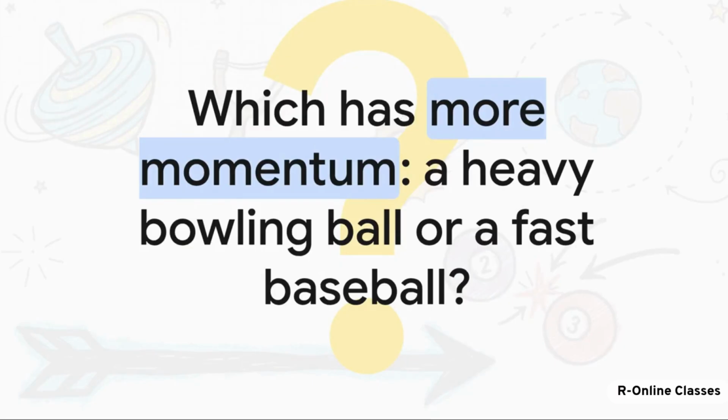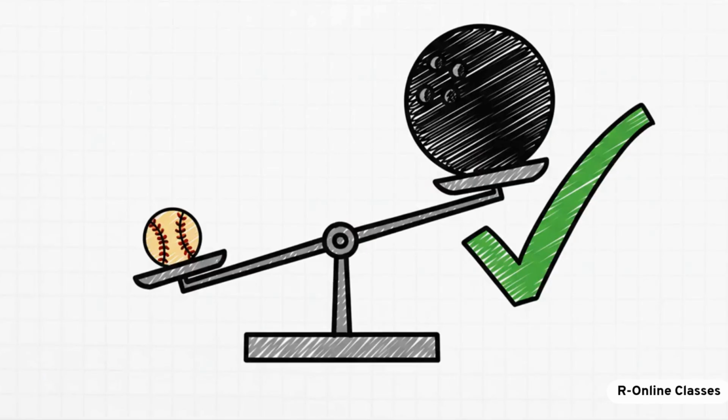All right, you ready for a quick quiz? Let's see what you've picked up. First up, which of these has more momentum? The bowling ball or the baseball? It's the bowling ball. That huge mass gives it a much bigger momentum, even though it's slower.